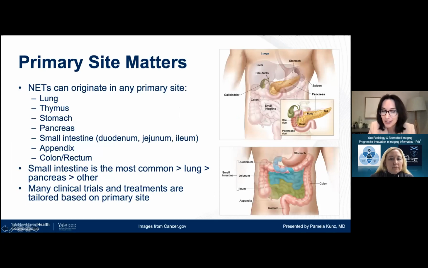Primary site matters. I know this is a GI-focused talk, but NETs can happen in almost any organ. The small intestine is one of the most common sites. We see them commonly in the ileum, but we will also see pancreatic NETs and other NETs in the GI tract. Many clinical trials and treatments are tailored based on primary site. Therefore, FDA approvals are sometimes limited specifically to primary sites. One example of that is sunitinib for pancreatic NETs.